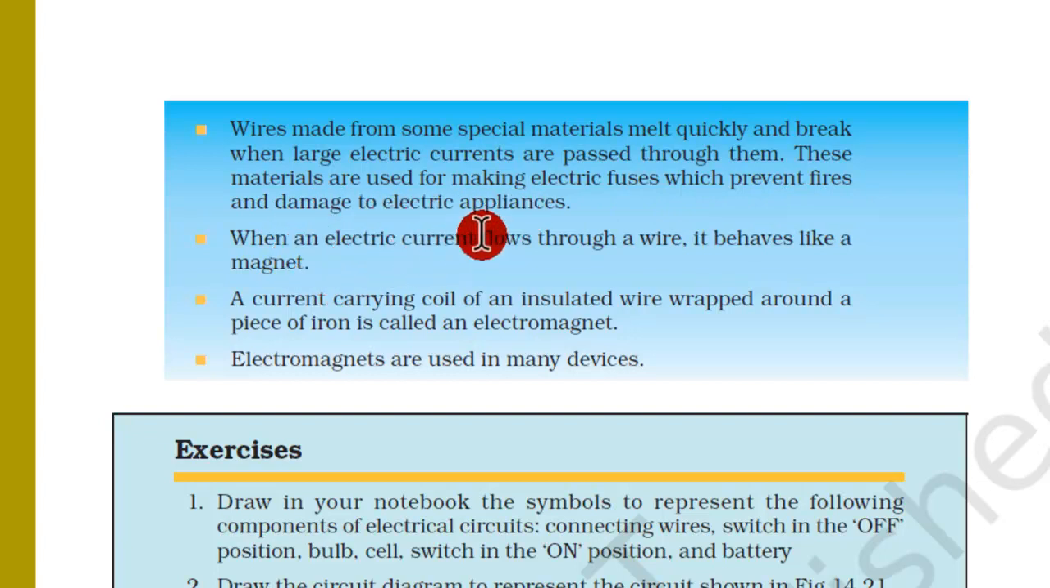When an electric current flows through a wire, it behaves like a magnet. A current-carrying coil of insulated wire wrapped around a piece of iron is called an electromagnet. Electromagnets are used in many devices.